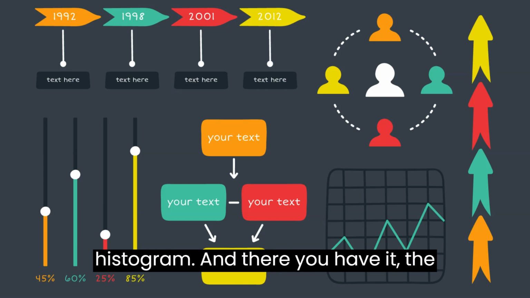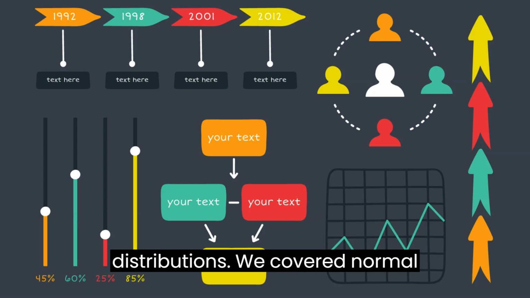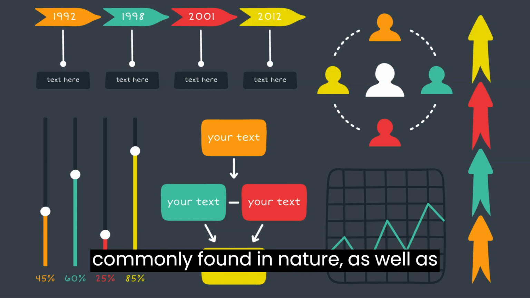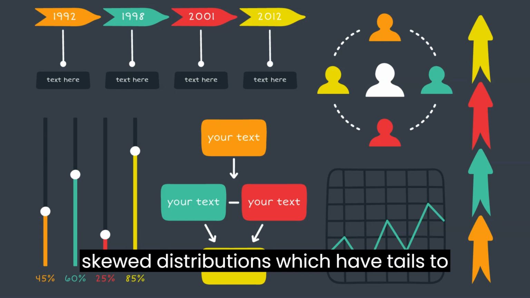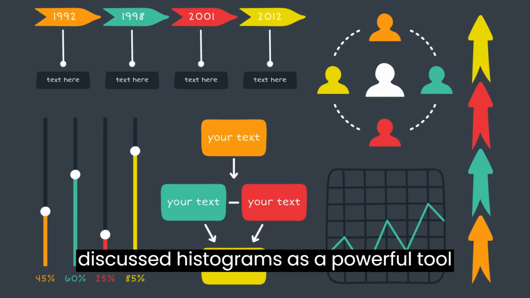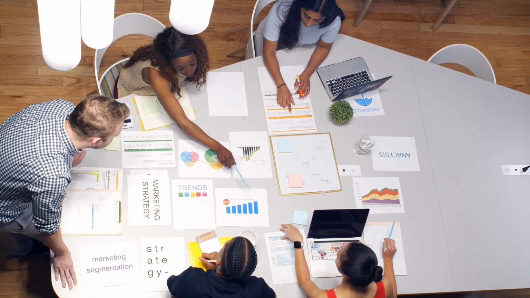And there you have it, the basics of understanding data distributions. We covered normal distributions, which are symmetric and commonly found in nature, as well as skewed distributions, which have tails to one side due to outliers. We also discussed histograms as a powerful tool for visualizing data patterns.